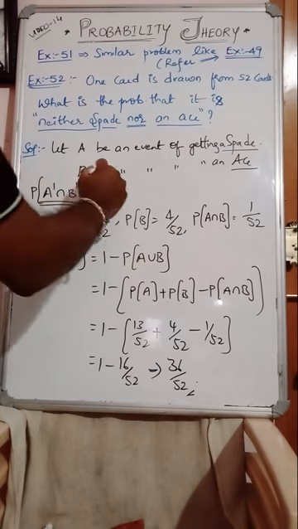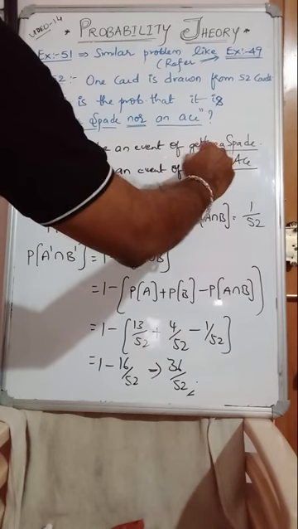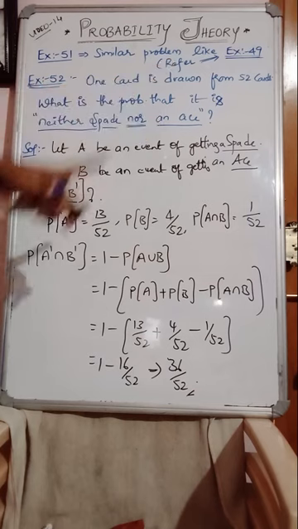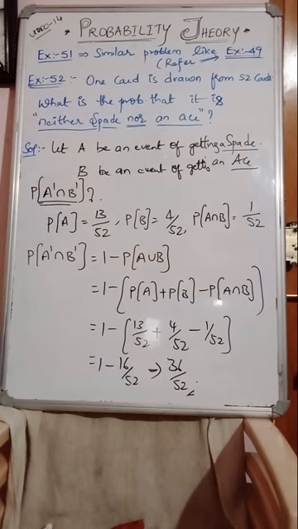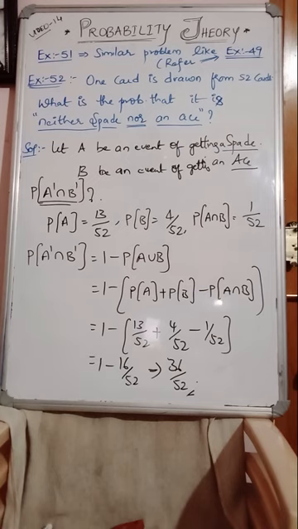Very easy question, guys. Let B be an event of getting an ace card and A be an event of getting a spade card. Therefore, we need to calculate neither spade nor ace, that means A dash intersection B dash. As you all know, probability of A dash intersection B dash is nothing but 1 minus P of A union B. So substitute those values: 1 minus P of A plus P of B minus P of A intersection B. After substituting, you get the answer 36 by 52. So that's the end of example number 52.